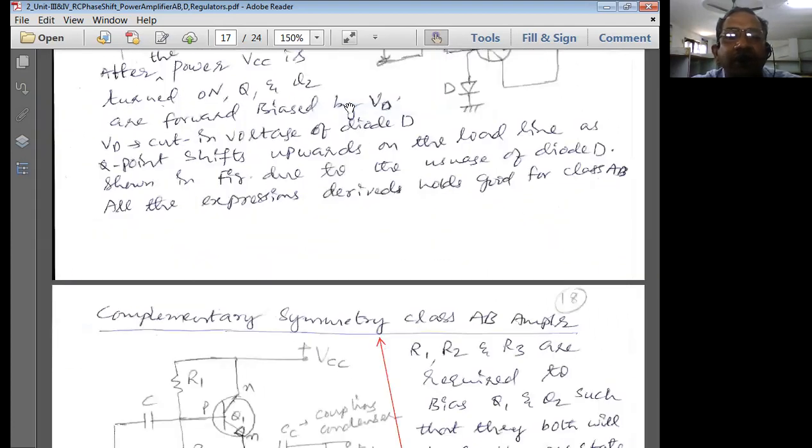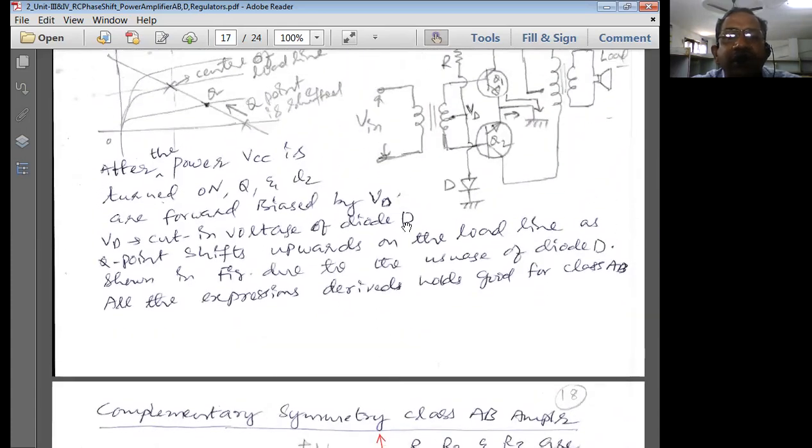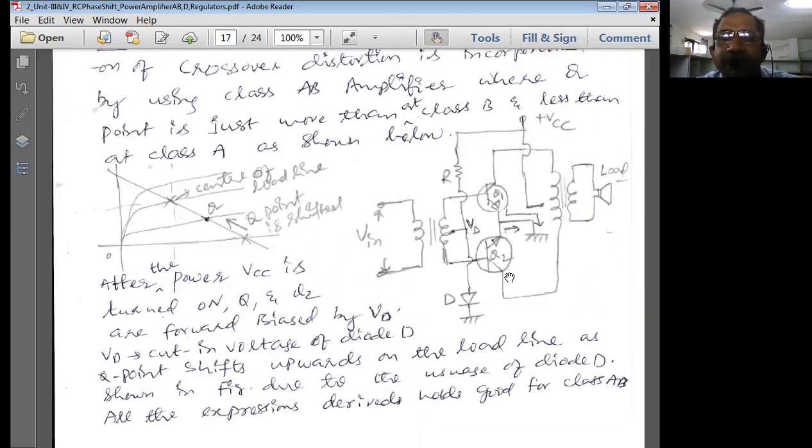Now, after this, let us look into another circuit diagram. The circuit operation is going to be the same. What is the circuit operation? When you apply the input voltage at the primary terminals of the source transformer, the positive peak is simply transmitted through the Q1 transistor. On the negative side, when the negative peak comes, Q1 turns off and Q2 turns on.